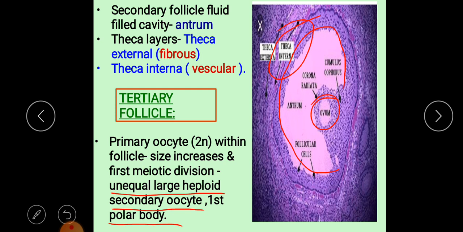Now we'll go on to study how the tertiary follicle is going to form into a Graafian follicle.